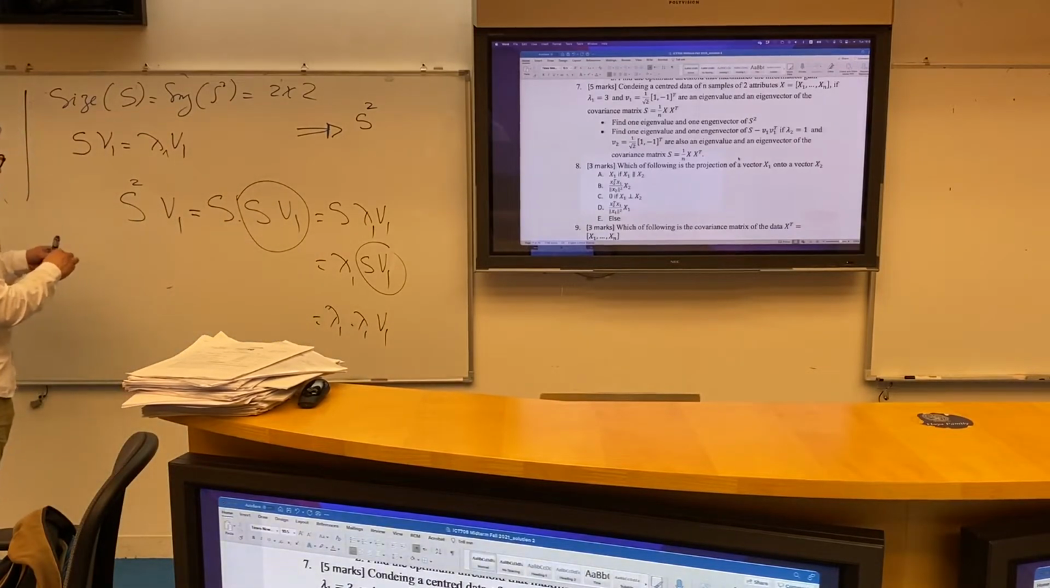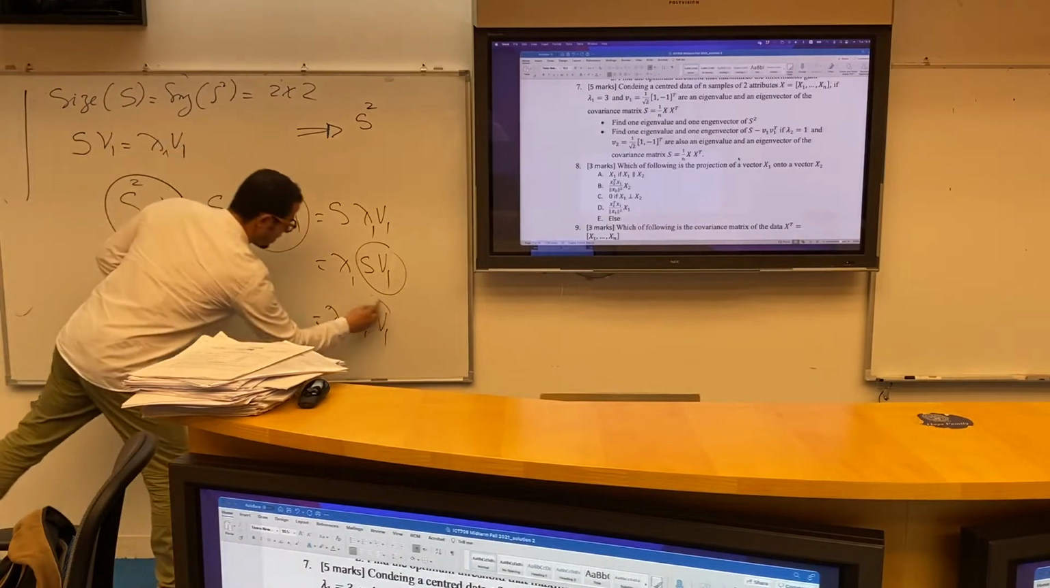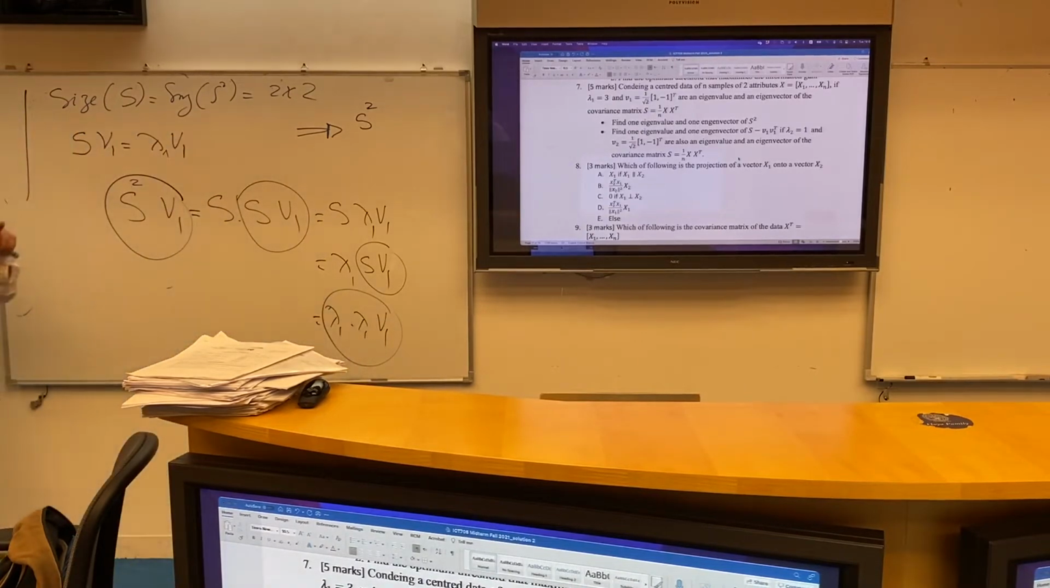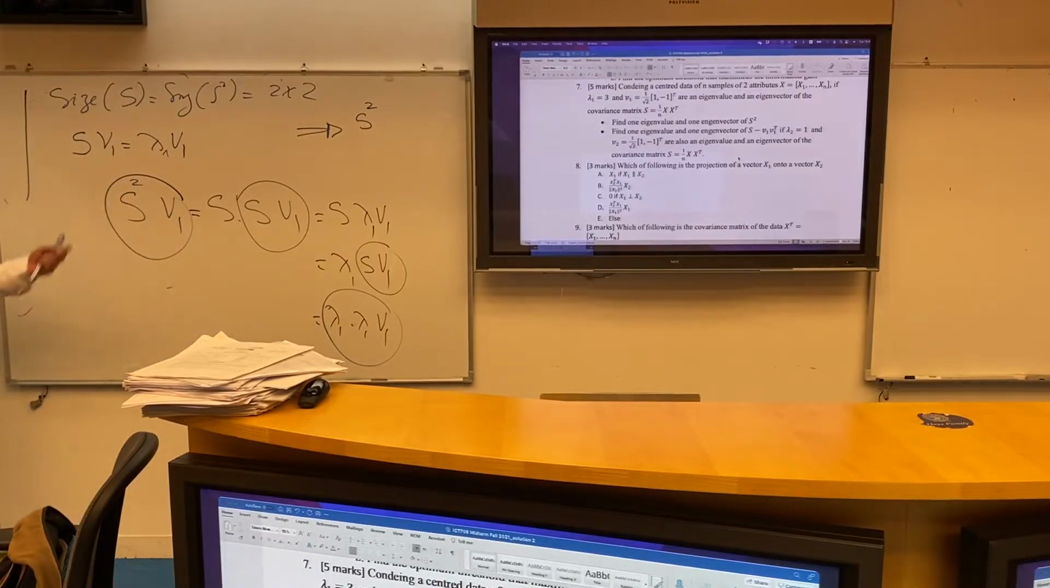So what is the conclusion, please? They have the same eigenvector, but the eigenvalue became squared. Finish, done. So you see how to do it step by step, right? Good.